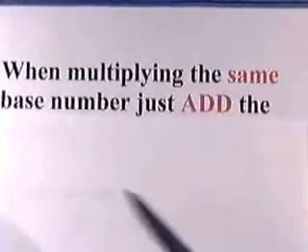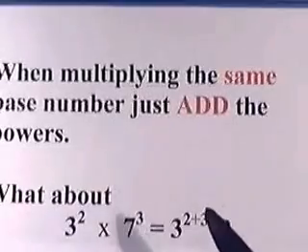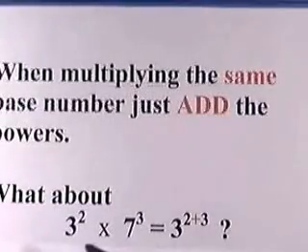Okay, so that leads us to the following rule: when you are multiplying the same base number, which in this case was 4, you just add the powers. Okay? What about a thing like this then?